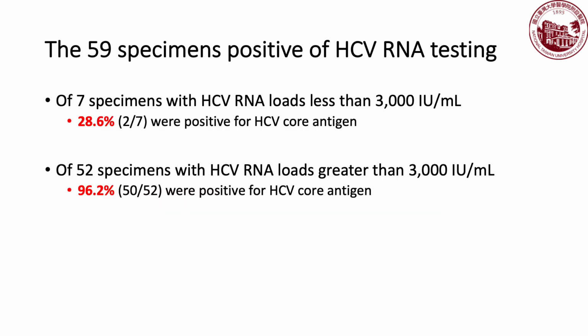Of the specimens with HCV RNA load less than 3,000, 29% were positive for HCV core antigen. Of the specimens with HCV RNA load greater than 3,000, 96% were positive for HCV core antigen. So the higher the HCV RNA load, the more likely the HCV core antigen is positive.